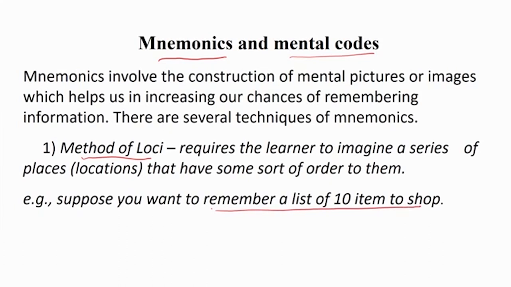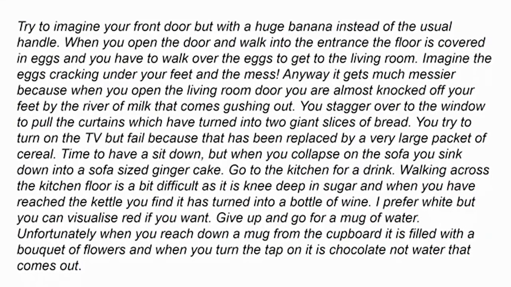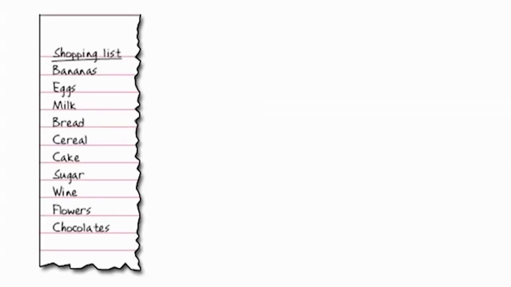And so often when we get in this situation, we forget some of these items. Out of the 10 items, at least 2 items we are bound to forget. But if you use mnemonics, we will never forget because these are visual codes of remembering. So let's say there are 10 items that we need to remember in a shopping list. For example, bananas, eggs, milk, bread, cereal, cake, sugar, wine, flowers and chocolates.